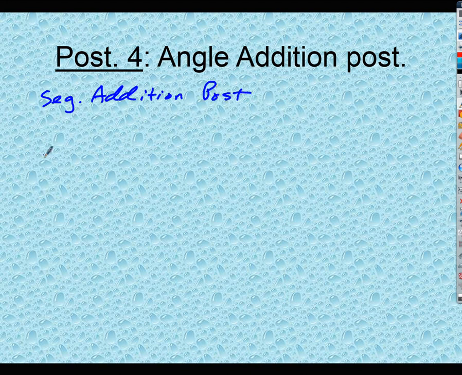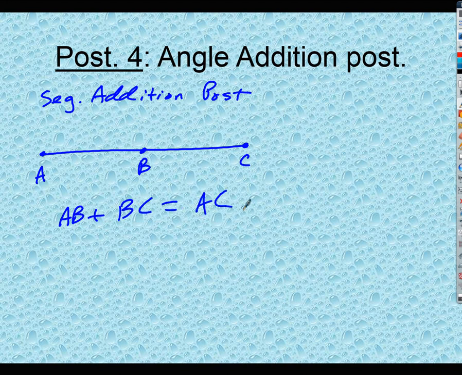Remember what that said? All that said was if we have some segment where, let's say, point B is between points A and C, then what's the relationship between those distances or lengths of those segments? Okay, so AB, which means the distance from A to B or the length of segment AB, plus the length of segment BC must equal what? AC, the length of segment AC. Okay, very simple. So that's what we talked about last time.